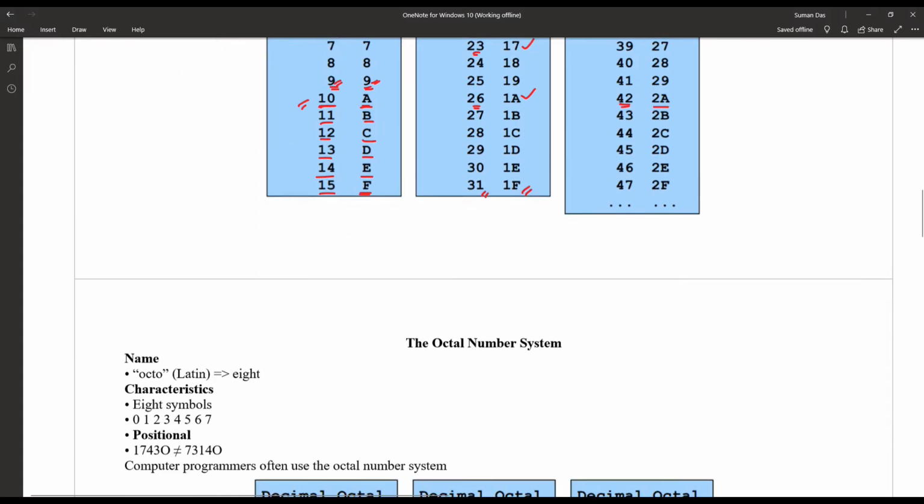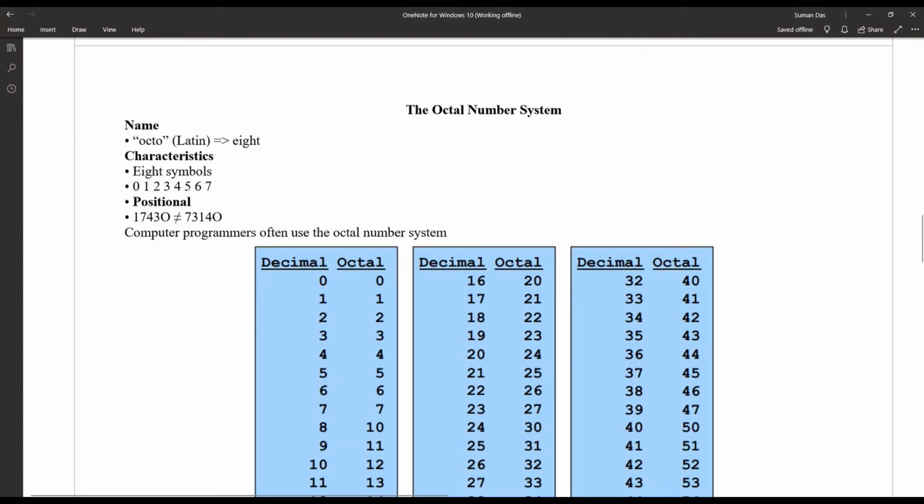So next we are proceeding to the octal number system. In the octal number system, octo, that's a Latin word, and it means 8. So the octal number system has come from the Latin word octo. Its characteristics: it has 8 symbols, and those are 0, 1, 2, 3, 4, 5, 6 and 7.